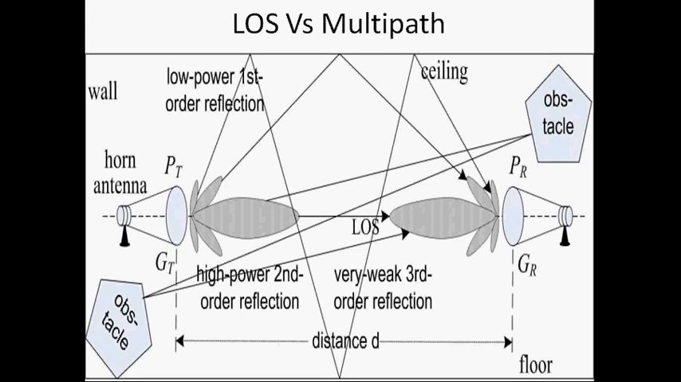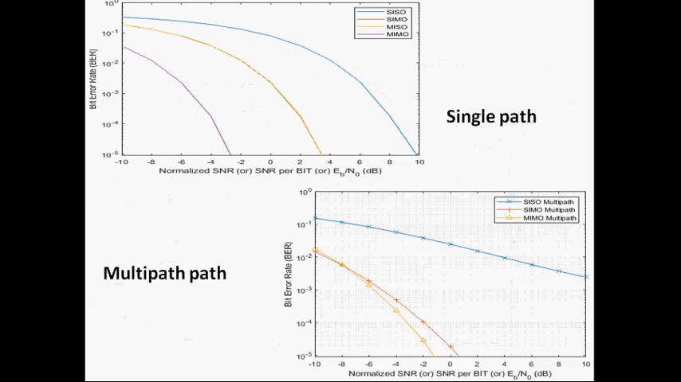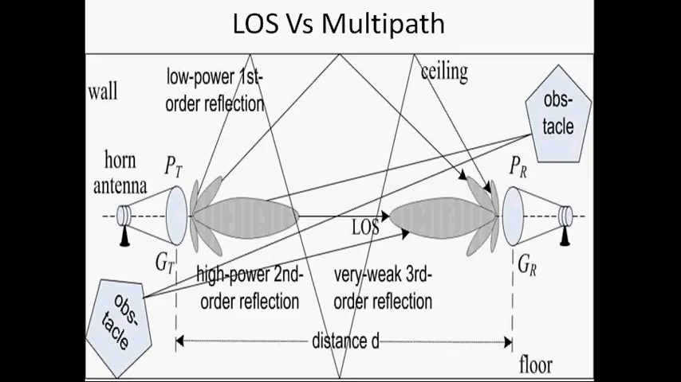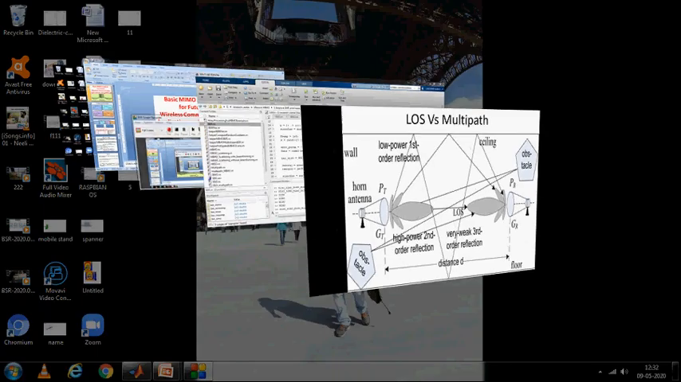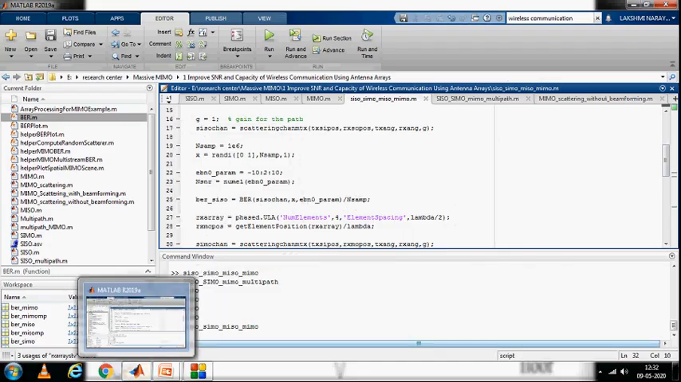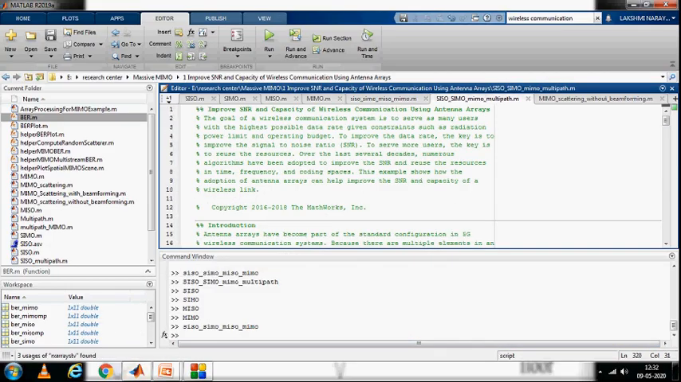Now we'll compare the system performance by incorporating this multiple path concept. Previously we did not consider these multiple paths. Now we'll take these multiple paths into consideration. Now here all the systems with multiple path. Now I will run this program. It will take some time here.